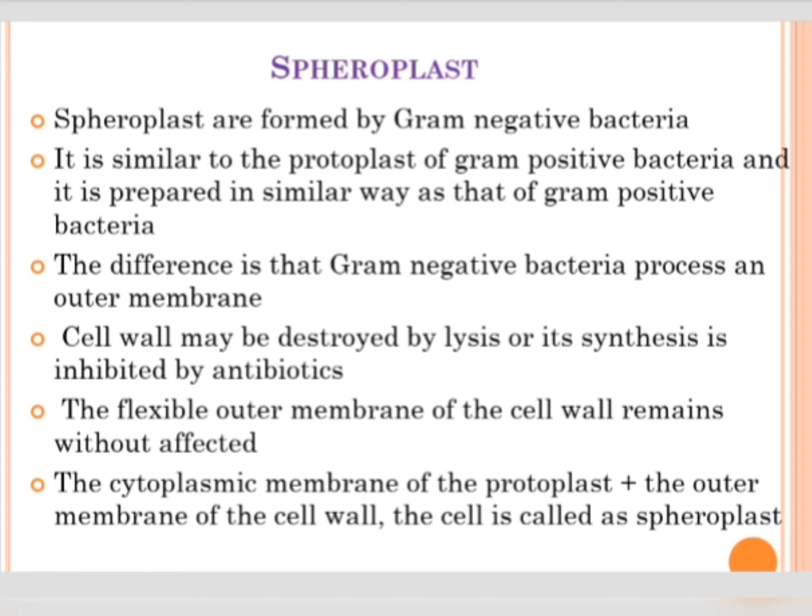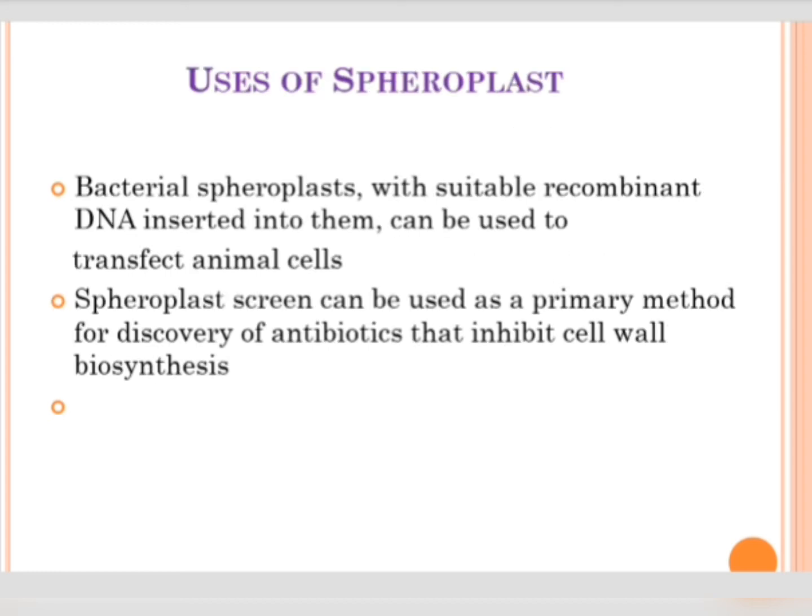So the spiroplast is the protoplast of gram-negative bacteria, and the peculiarity is that the cell wall is absent but the outer membrane of the gram-negative bacteria is present in the spiroplast. Then use of spiroplast: it is also used for DNA transformation, and bacterial spiroplasts with suitable recombinant DNA inserted in them can be used to transfect animal cells. So this spiroplast with the DNA can be used to transfect animal cells, meaning they are used to transfer DNA into an animal cell.